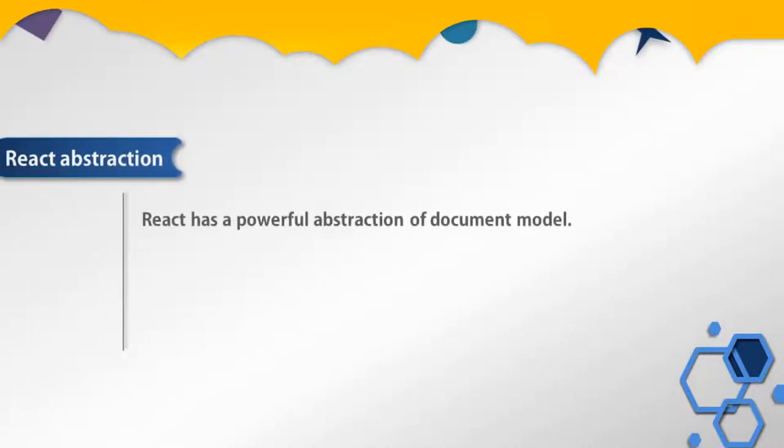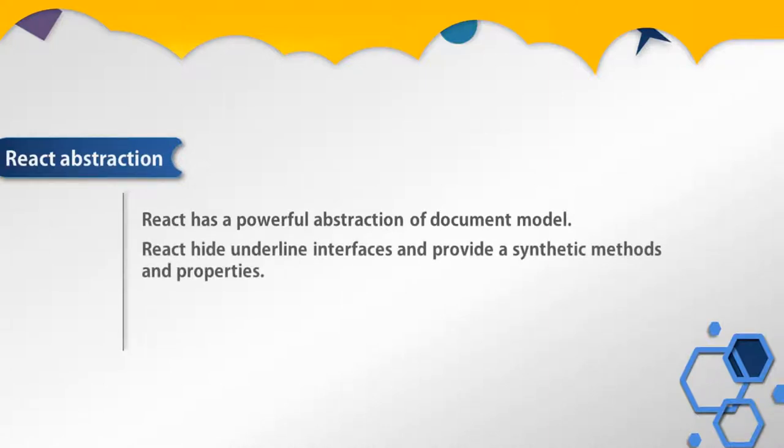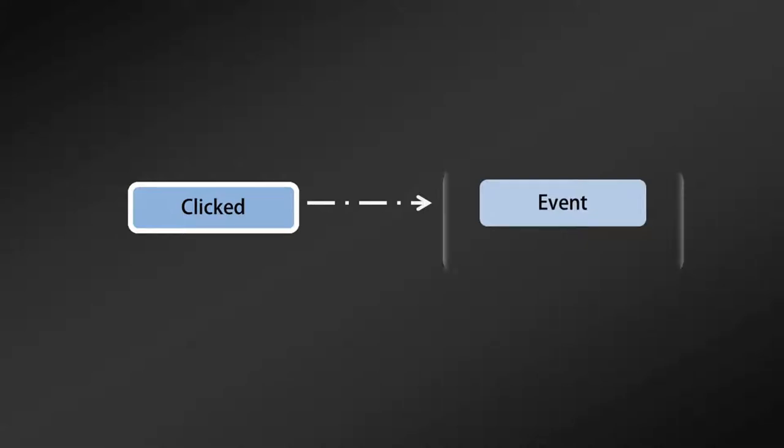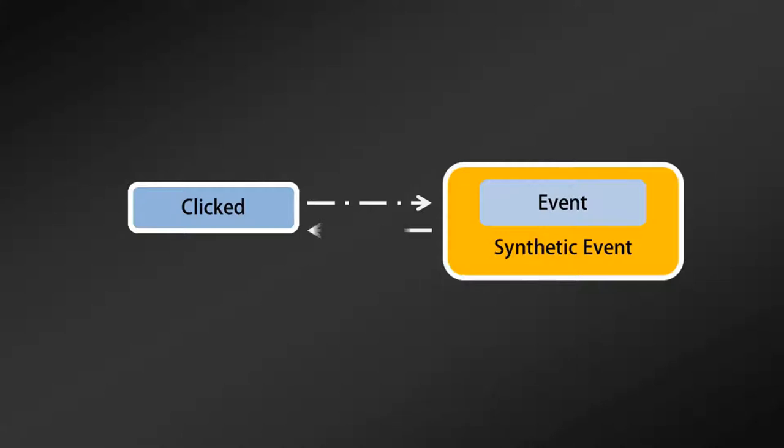React has a powerful abstraction of the document model. React hides underlying interfaces and provides synthetic methods and properties. For example, when you create an onClick event in React, the event handler will receive not a native browser-specific event object, but a wrapper around a native event object. You can expect the same behavior from the synthetic object. React also has a set of synthetic events for touch events, which are great for building web apps for mobile devices. To describe everything about React in a single lesson is not possible for anyone. I hope you understand the difference between declarative and imperative style and have a basic understanding of React abstraction.